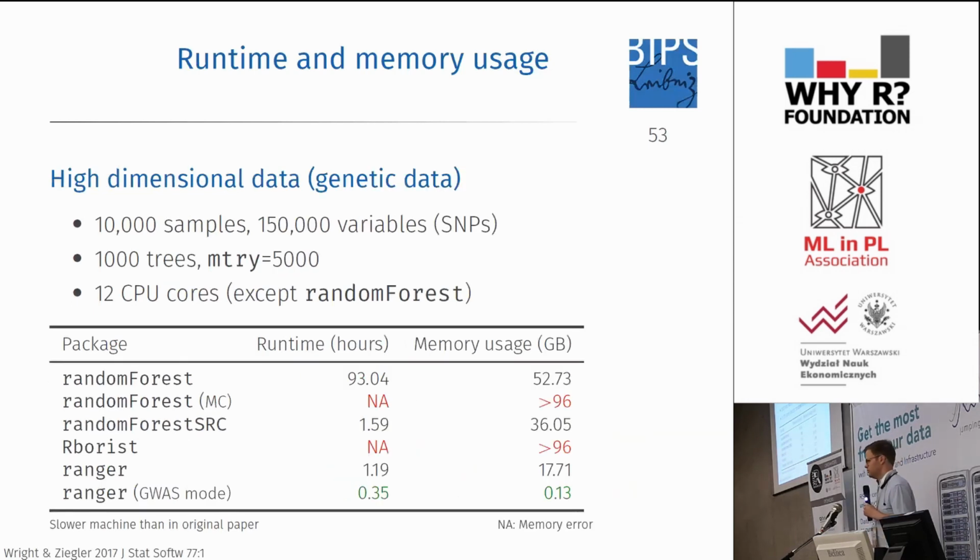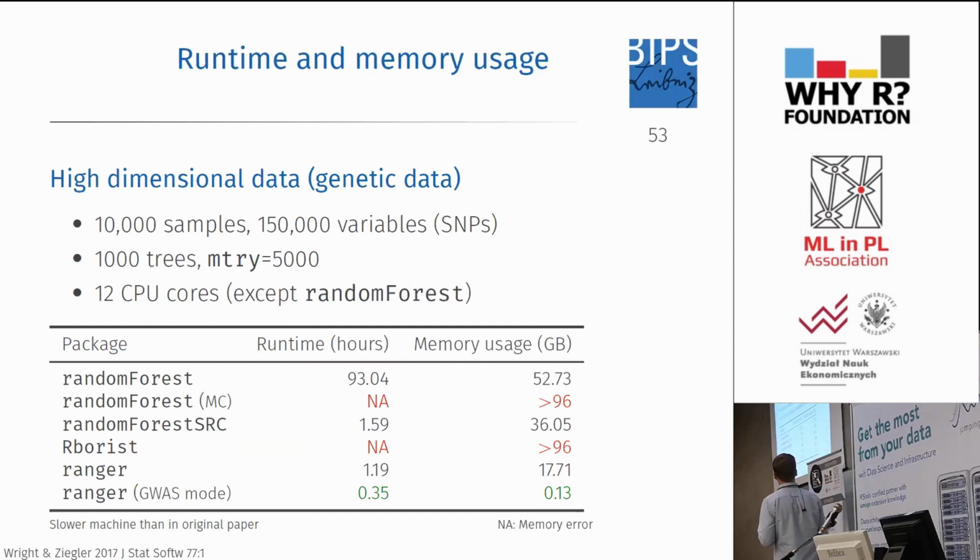If you go to high dimensional data, so this is extremely high dimensional, 10,000 samples, 150,000 variables, and 1,000 trees, and the mtry value here is larger than the default because we have seen that that makes sense. You see here that the random forest takes almost 4 days and 50 gigabytes of memory. So you have to have quite a big machine to be able to compute this and wait for 4 days. If you try to use multi-core, it's obvious, I had 96 gigabyte RAM on that machine, so it won't work. I tried and it crashed, obviously.